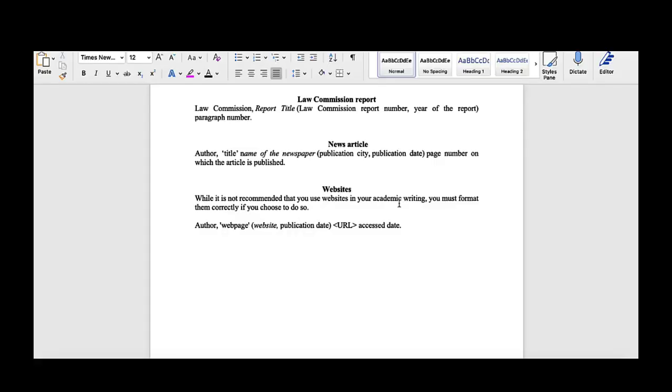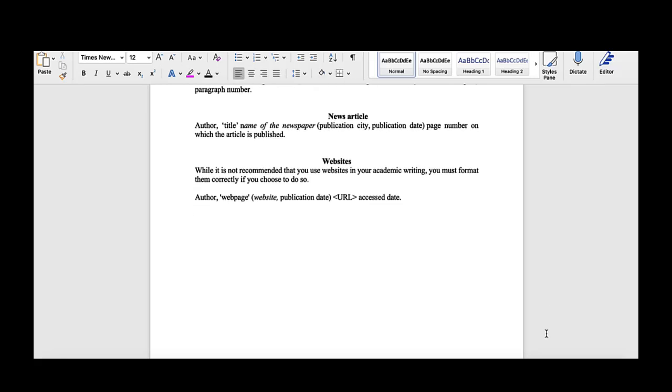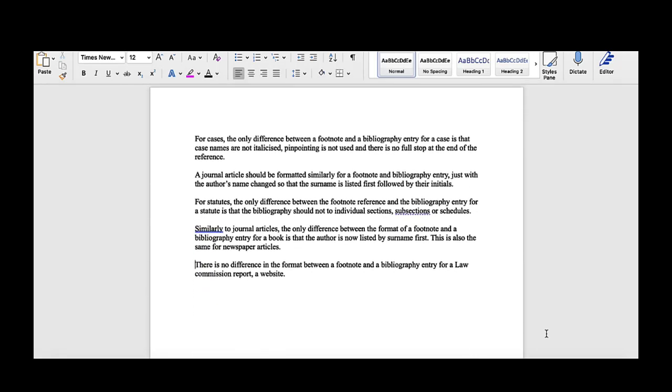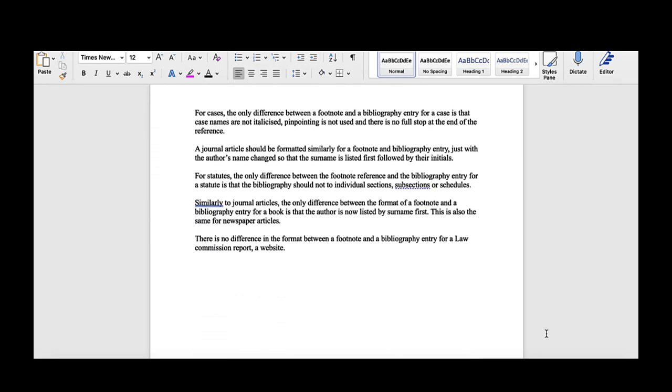Footnotes are only half of OSCOLA referencing. All OSCOLA footnotes need to be included in a corresponding bibliography at the end of your work. Your bibliography should be separated by each type of source used, with each of these formatted in alphabetical order. If you've referenced the same source multiple times, you only need to include it once in your bibliography.